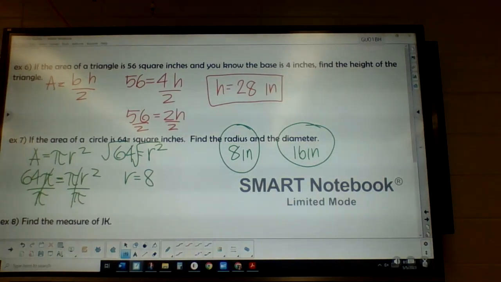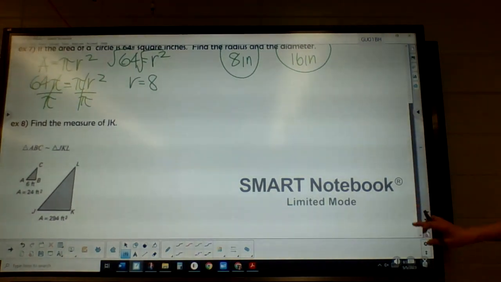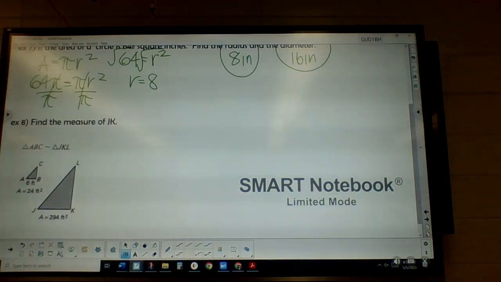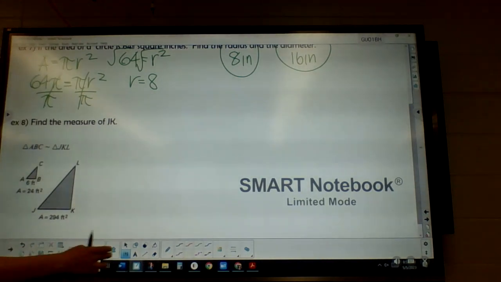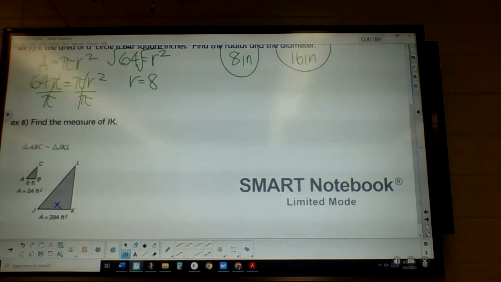Last one here. Probably our least favorite kind. I'll admit, I don't really love these questions. So they want the measure of JK, and I'm not just kidding. Oh, but all right, dad joke.